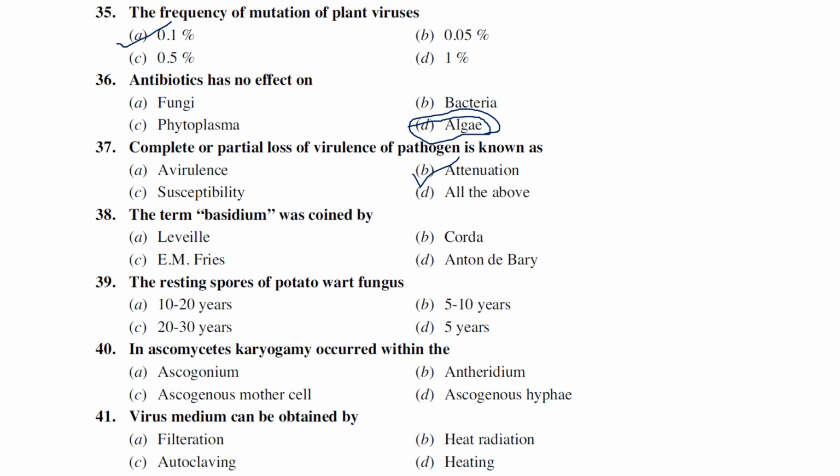Complete or partial loss of virulence of a pathogen is known as attenuation. Attenuation is generally the term used for complete or partial loss of virulence. This virulence of the pathogen can be retained once we inoculate it into a suitable host under suitable environmental conditions.